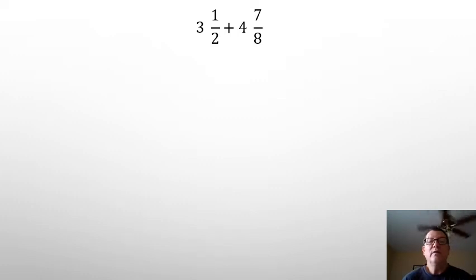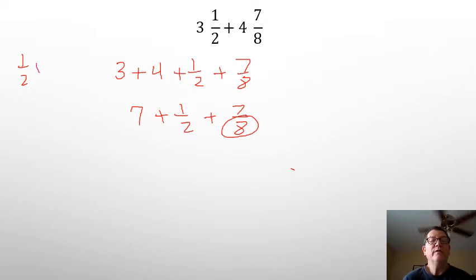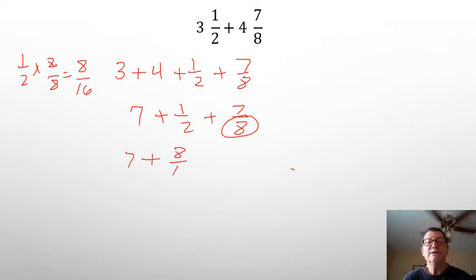Okay, so let's rewrite it, commutative property. 3 plus 4 plus 1/2 plus 7/8, which gives us 7 plus 1/2 plus 7/8. We're going to take our half, we're going to multiply it by 8 because of our denominator over here. So that's times 8 over 8, which gives us 8/16. So now we've got 7 plus 8/16.